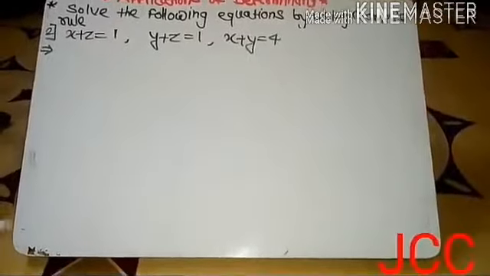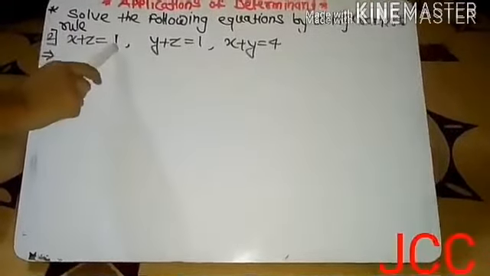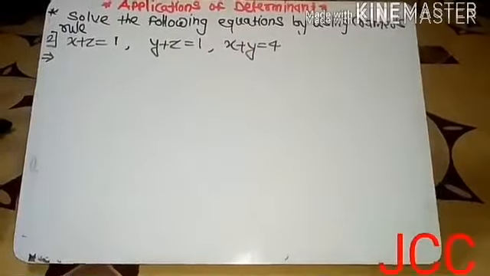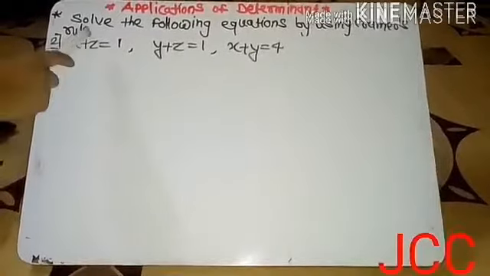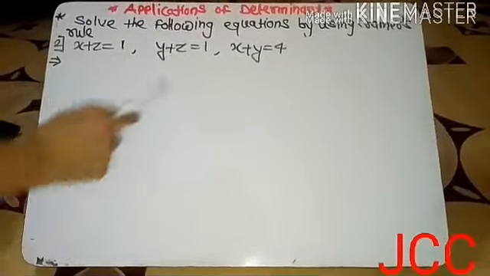Now we see second example. The three equations given, x plus z equal to 1, y plus z equal to 1, x plus y equal to 4. Now here look carefully. In the first equation there is not y, in the second equation there is not x, and in third equation there is not z.